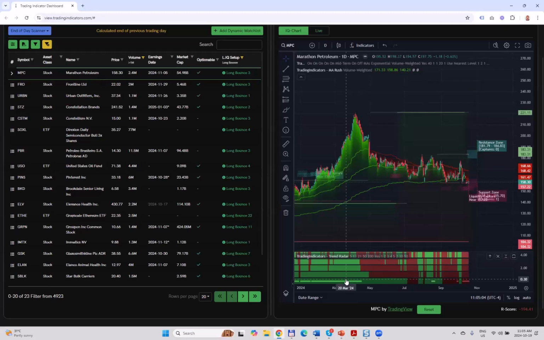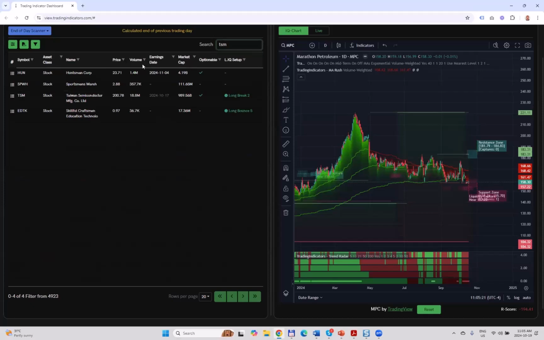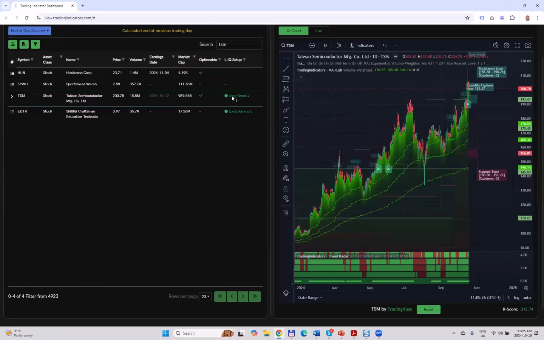Do we have some symbol requests, Nicholas? Yeah, we have a symbol request. One second, let me scroll up. We got a lot of new questions. Our first one was for TSM. Okay, perfect. So TSM. All right, Taiwan Semiconductor. Ooh, nice one.